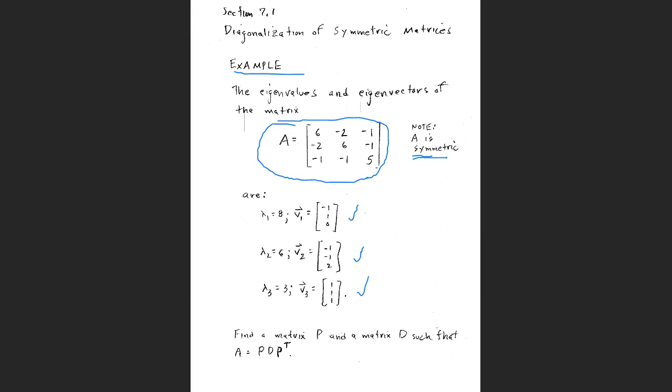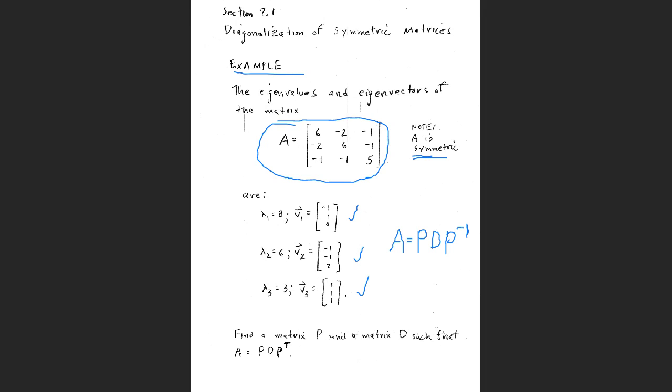Now, the question is: can the matrix A be expressed as P times D times P inverse? In other words, if you think back to section 5.3, we called this diagonalization, right?